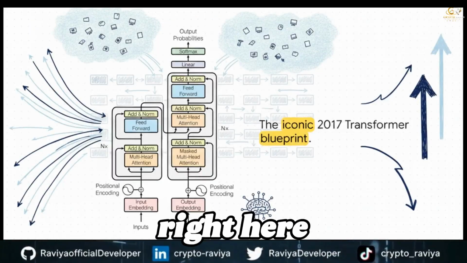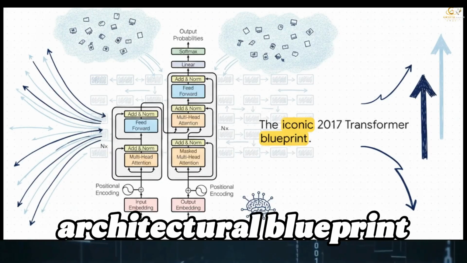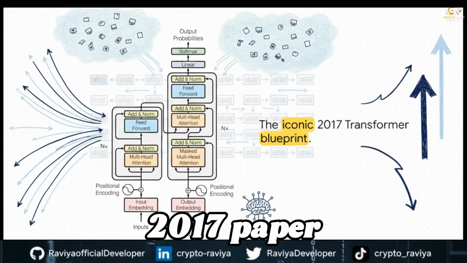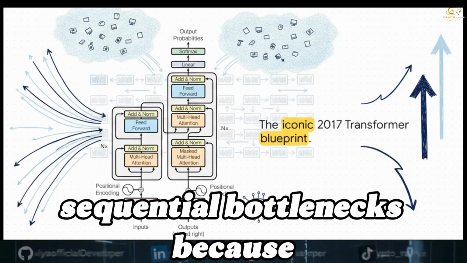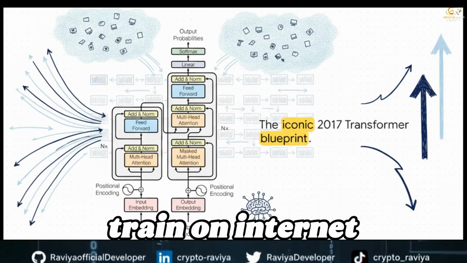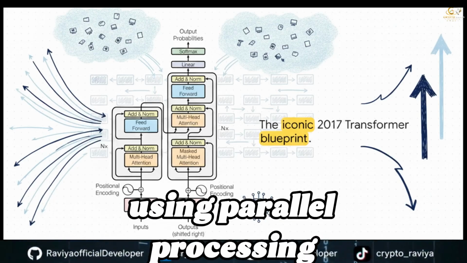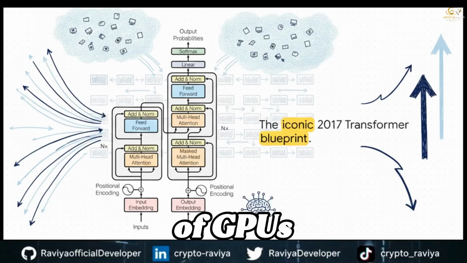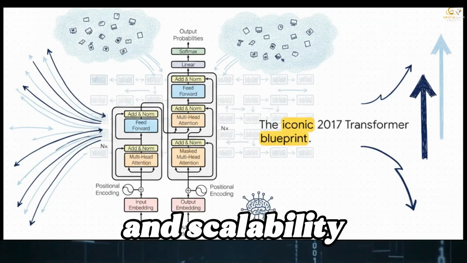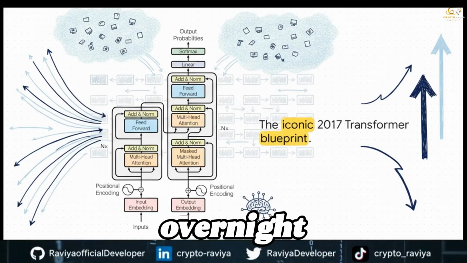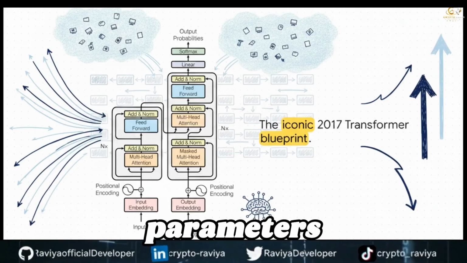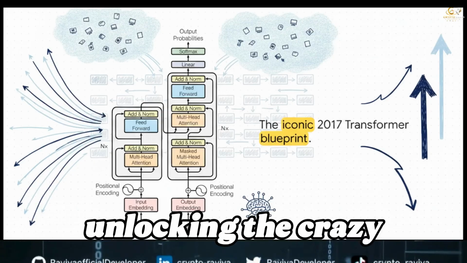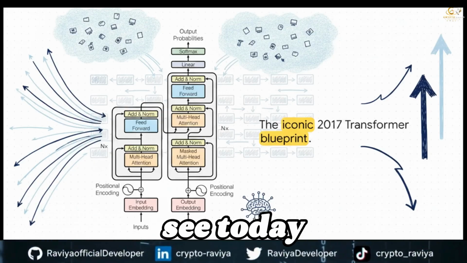What's laid out right here is the actual architectural blueprint from that seminal 2017 paper. Notice how it totally bypasses those old sequential bottlenecks. Because of this design, the AI can train on internet-scale data using parallel processing across massive arrays of GPUs. The training speed and scalability absolutely skyrocketed overnight. This single architectural shift is what allowed models to explode from millions of parameters to hundreds of billions, unlocking the crazy AI capabilities we see today.